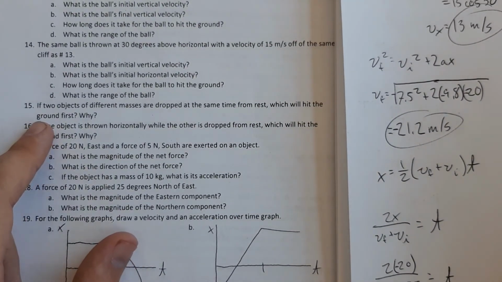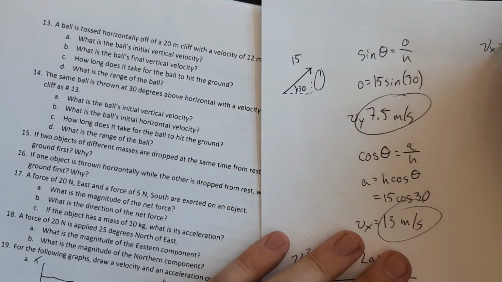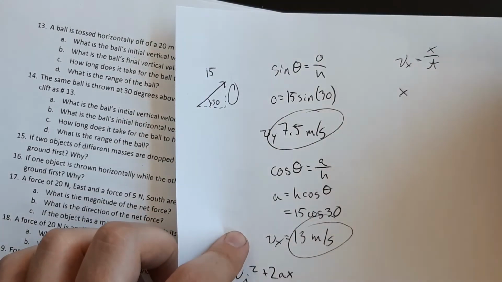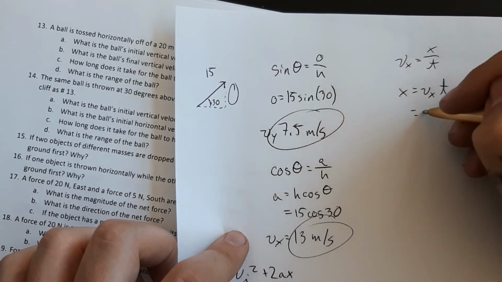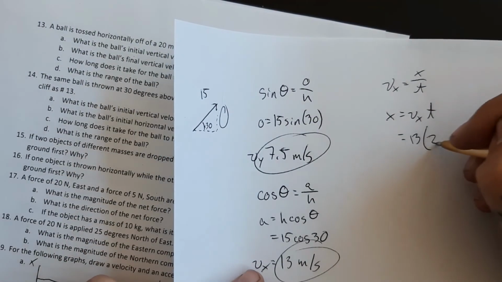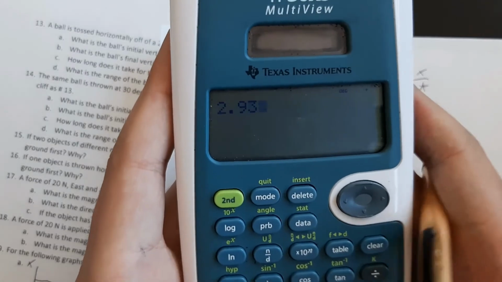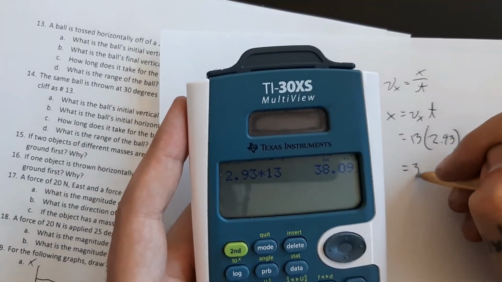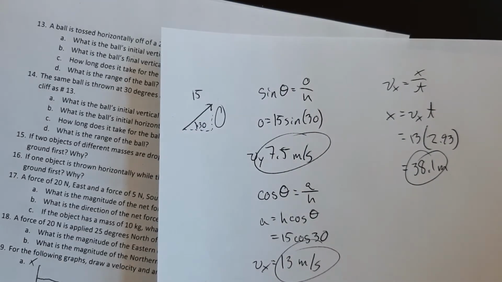So what is the range of the ball? Well, that's just looking at your horizontal stuff. So Vx equals x over t. We're looking for a horizontal distance, so that will be your horizontal speed times your time. In this case, it will be 13 times our time of 2.93. So 2.93 times 13, and we end up with a horizontal distance of 38.1 meters. There we go.